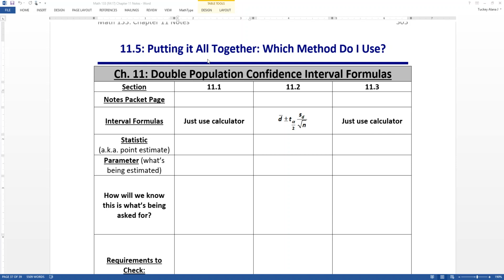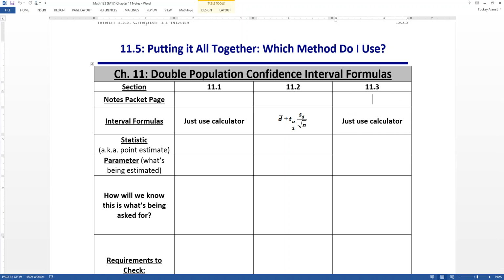In Chapter 11, we learned a whole mess of different formulas and hypothesis tests, and so we really need to take a moment and make sure that we've grasped everything and organized it all in our mind. So let's begin with the population confidence interval formulas for two populations that we saw in this chapter. In section 11.1, the confidence intervals for the difference in two proportions, then 11.2, the difference for two means with dependent samples, and then 11.3, the difference between means for independent samples.